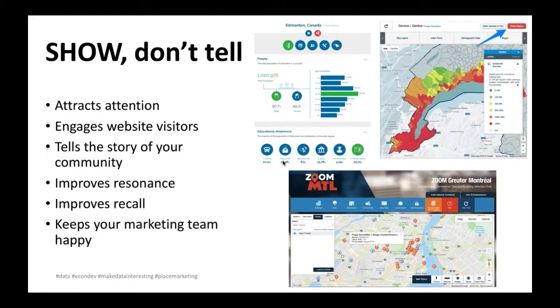This, of course, is very engaging, but it also is more likely to improve the connection they can make with your area and to help them remember it. And this, of course, is so useful when it comes to marketing outreach.